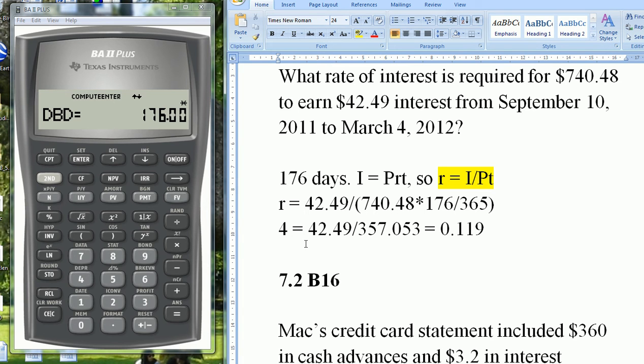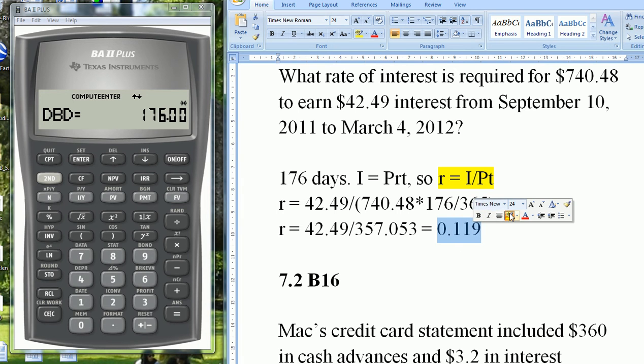And work it out, and you will find that R equals 42.49 divided by 357.053. Now that equals 0.119. So as a rate of interest, we'd probably want to write it as 11.9%.